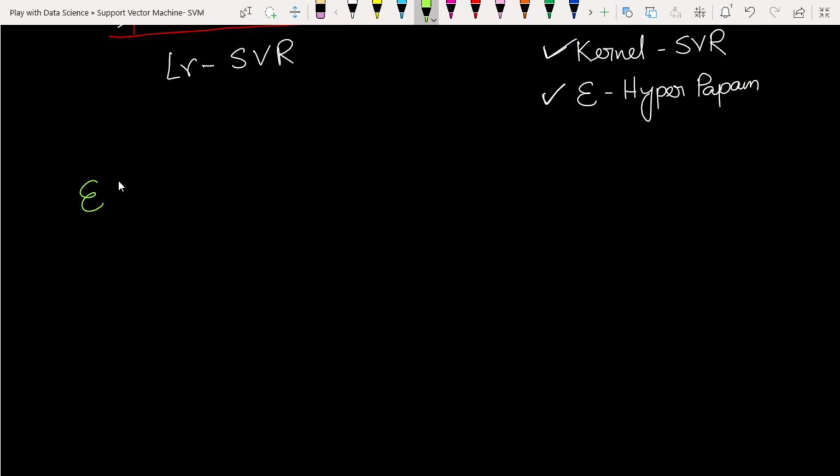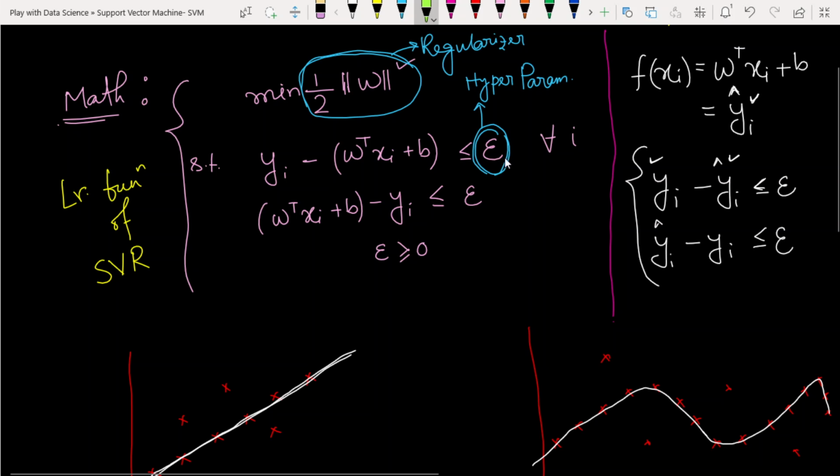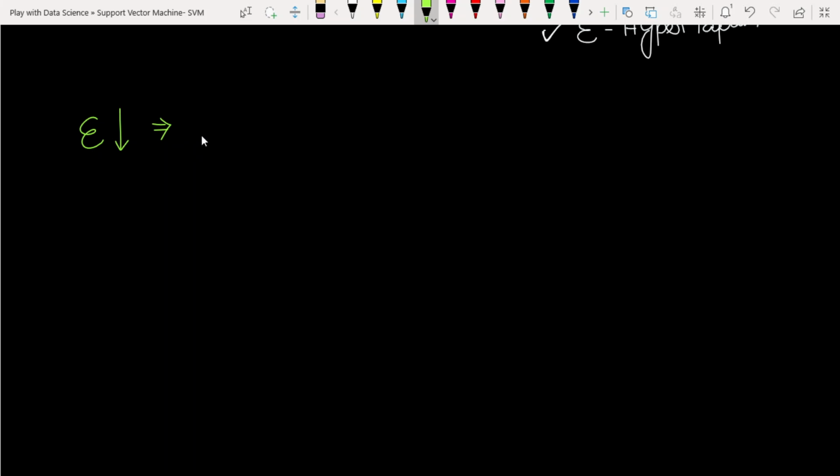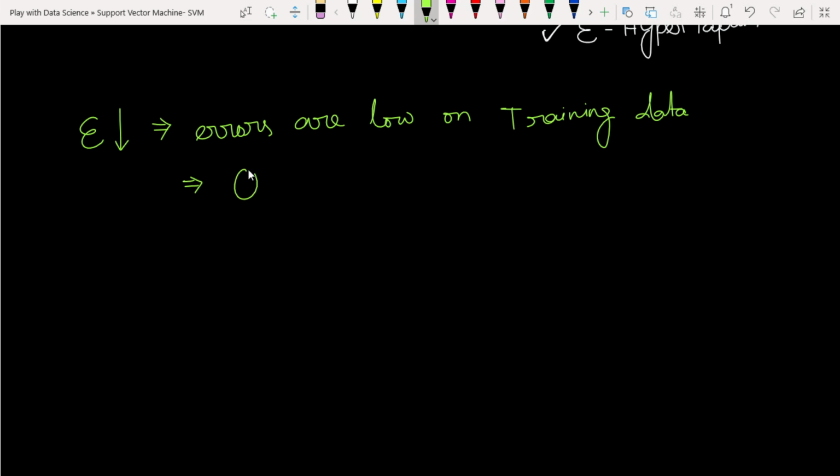First, if we decrease the value of the hyperparameter, what happens? Then the error will decrease. Epsilon is the maximum value of our error term. So if we decrease epsilon, our actual errors decrease, meaning errors are low on our training data set. If our error is low, this means we are going to overfit our model. We are increasing the overfitting of our model.